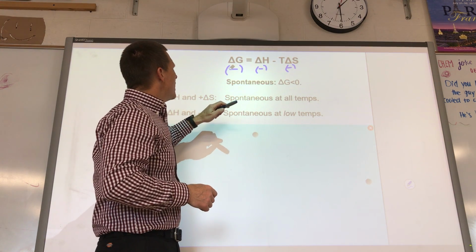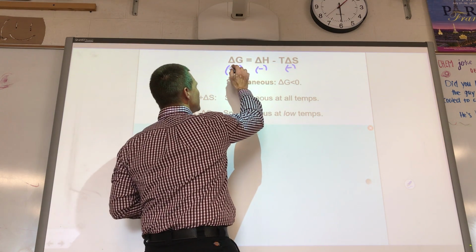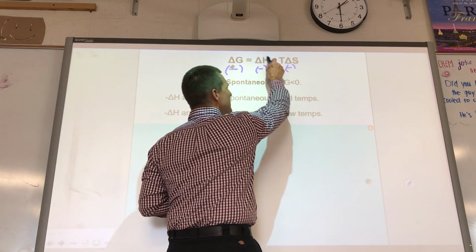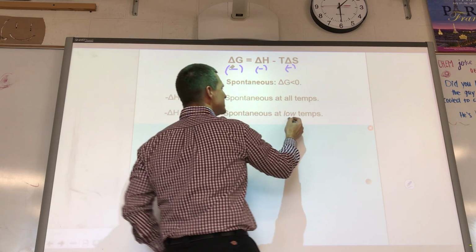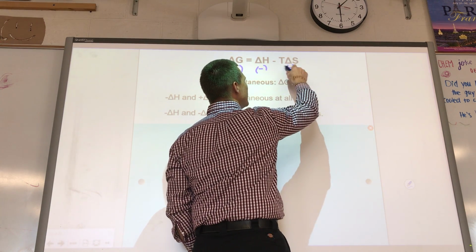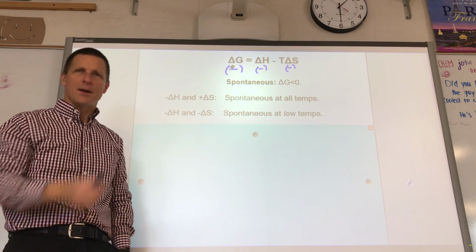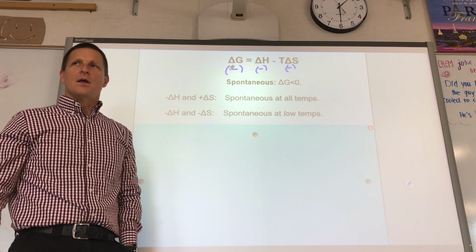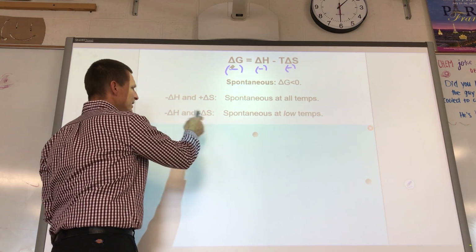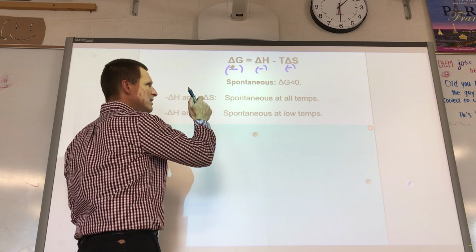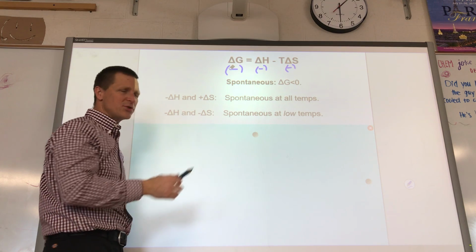So this will only be spontaneous, and delta G can only be negative if this term dominates. We need the delta H to dominate this one. So that's why I say this is spontaneous only at a low temperature, and therefore the delta H is going to win out and make delta G negative. So you need to know that when both terms are negative, negative delta H and negative delta S, the delta G is only negative when the temperature is low.